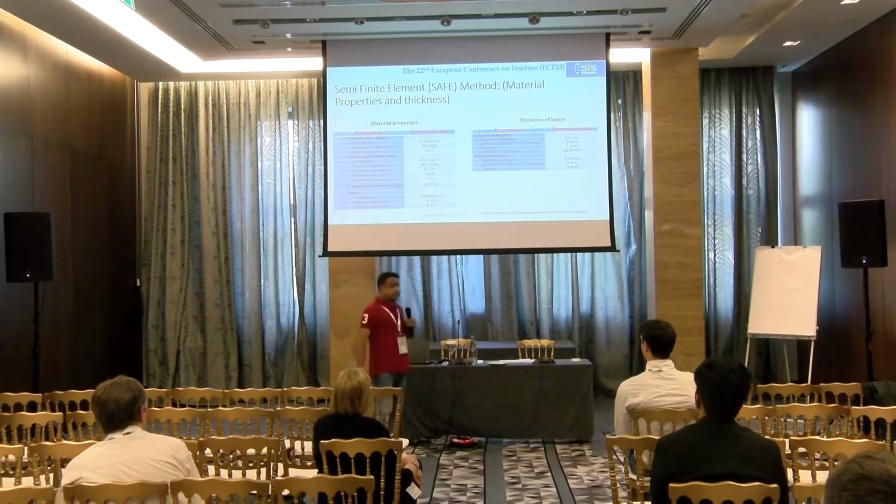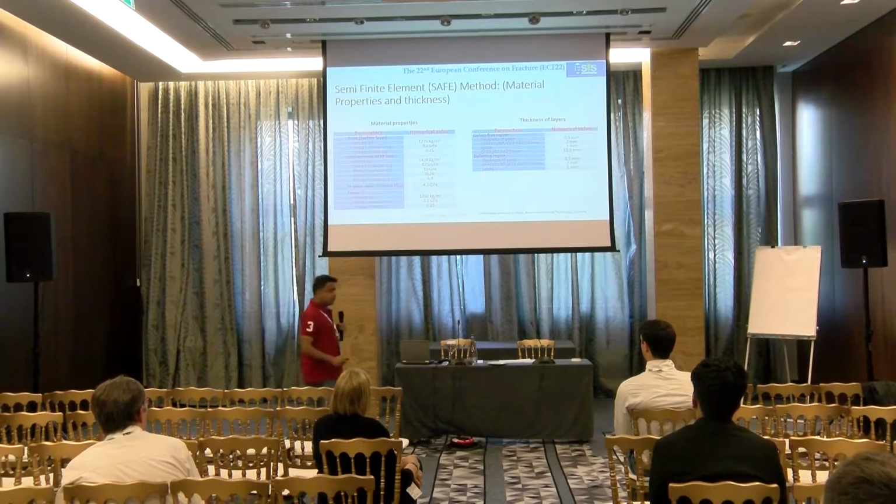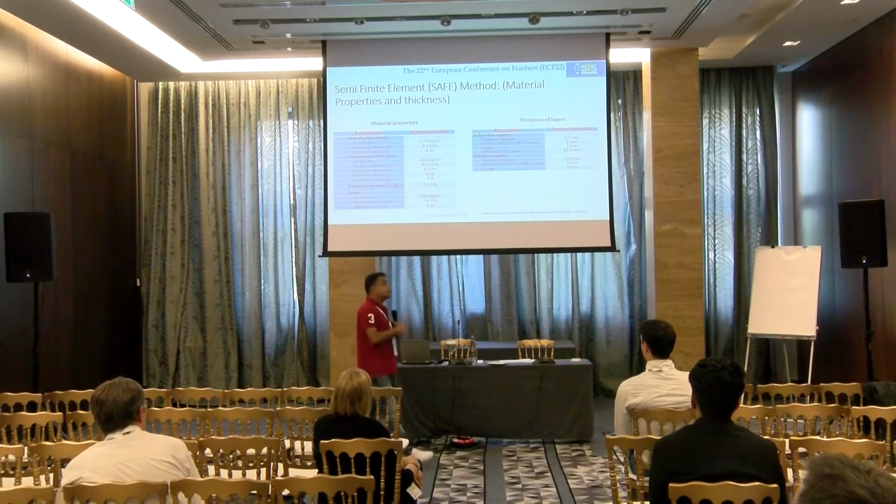To compare the results, we developed the semi-analytical semi-finite element method. So these are the material properties for GFRP, glass fiber reinforced plastic, and these are the thickness of layer. Although thickness of the real sample was variable in the defect-free region as well as in the defective region, but in the finite element method, phase velocity dispersion curve, we cannot use the variable thickness. So the thickness in the defect-free region was 22 mm and in the defective region was 3.5 mm.